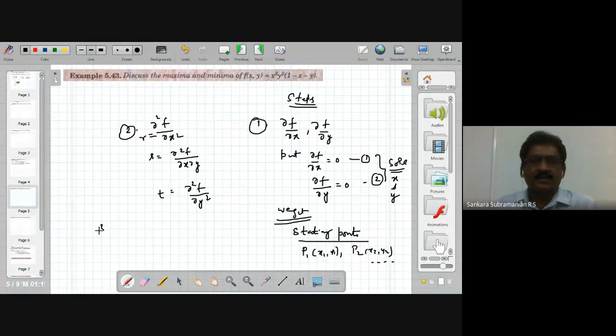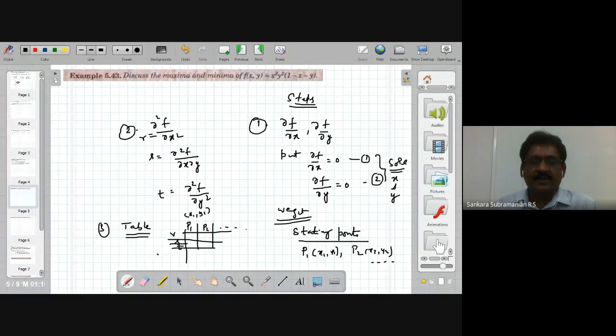Then the third step is actually the tabulation column. In the tabulation column, we list the points P1, P2, etc., whatever points we have. And we will also find the values of R, S, and T by replacing the values of x and y for the particular point.